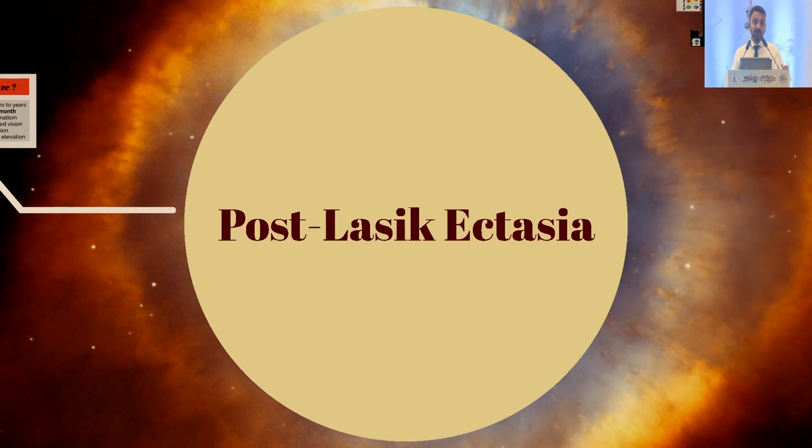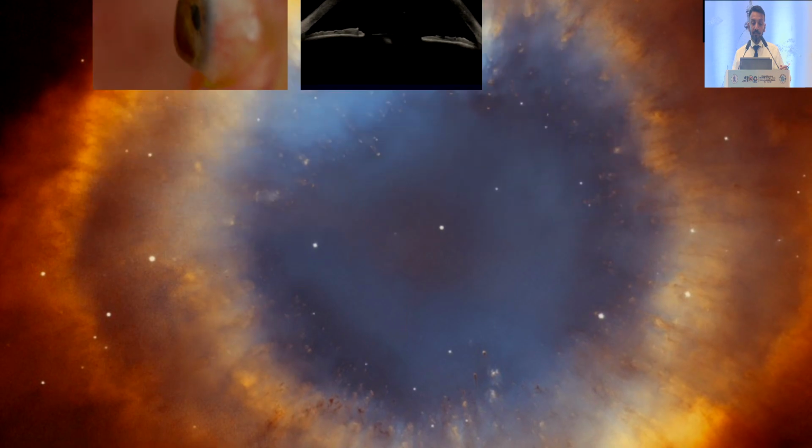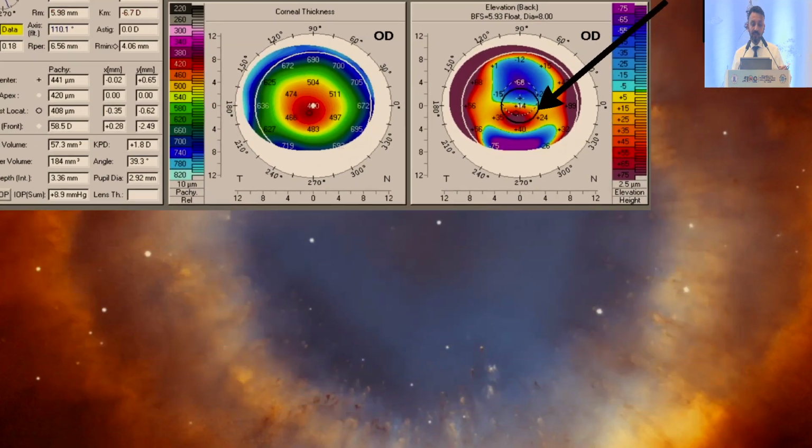The last but not least, something which we all dread, is post-LASIK ectasia, which usually presents many months or years later, typically with asymmetric presentation, more in one eye than the other. It's important to document your day one vision, 1 month topography, and later topography, to claim that you did not have these things pre-existing. It's usually compound myopic astigmatism, and the best corrected vision is usually less. Your elevation-based topographer shows posterior elevation, and that's a very important sign of post-LASIK ectasia. Whenever your posterior surface starts showing elevation, you are dealing with ectasia and nothing but ectasia.